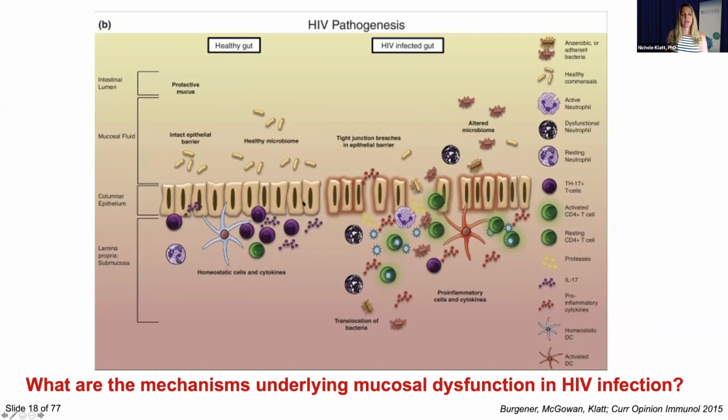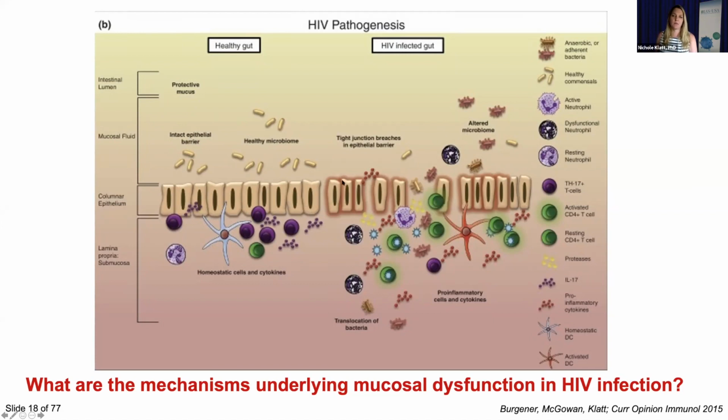So in a healthy gut, you have this intact columnar epithelium, and that epithelial barrier should be intact to keep anything coming from the outside across the lamina propria. You have homeostatic cells and cytokines that maintain that healthy barrier, and then hopefully have this healthy microbiome that's highly diverse. And we'll talk about that a bit more in the context of infection.